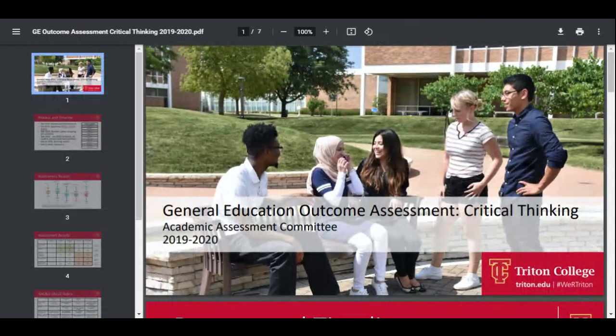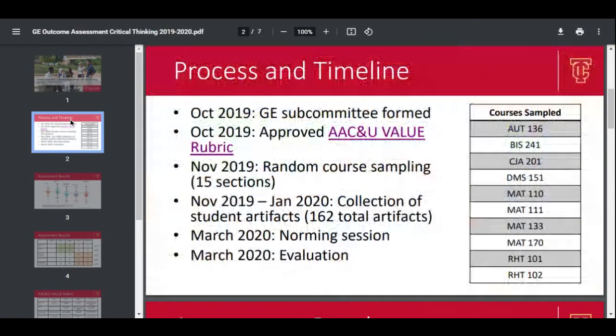You never know when Collaborate's going to work the way you want it to. But this is very, very detailed. This is the evaluation that happened. So again, this is the process that occurred in fall of 2019 and spring of 2020. We're on a slightly different schedule this year thanks to COVID, but here is the overall view of the process.